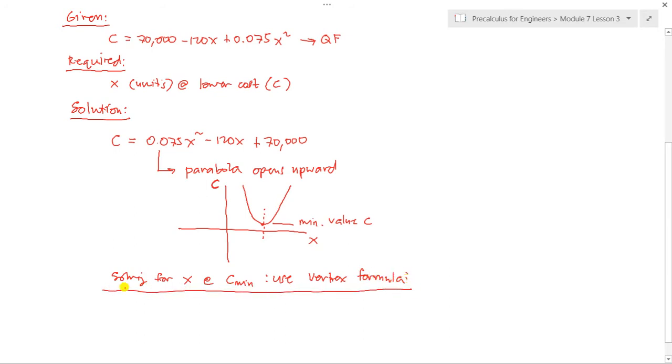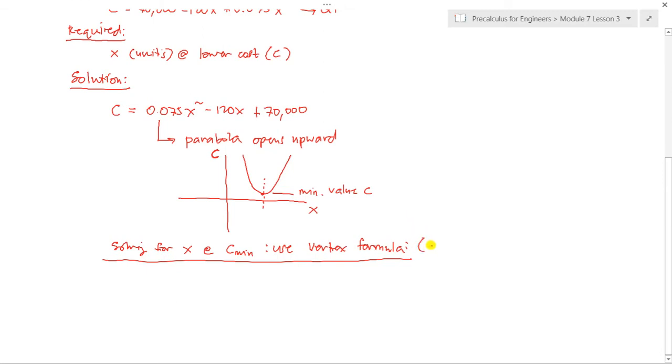So using the vertex formula, remember the vertex is represented by h and k. So k corresponds to our minimum value of our cost. So k is equal to the c minimum, which is equal to c minus b squared all over 4a. Again, we will rearrange from that what we have for c. We don't need to rearrange because we can see it directly. The c is the constant, which is 70,000.